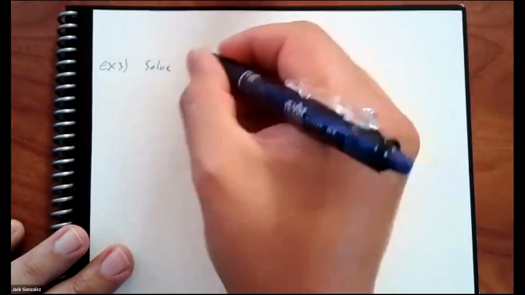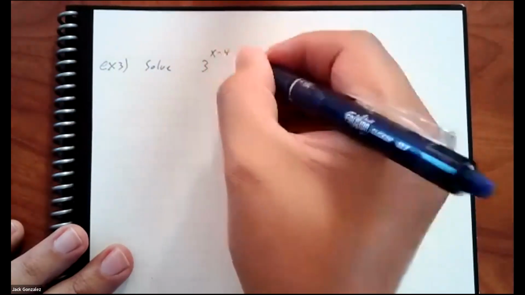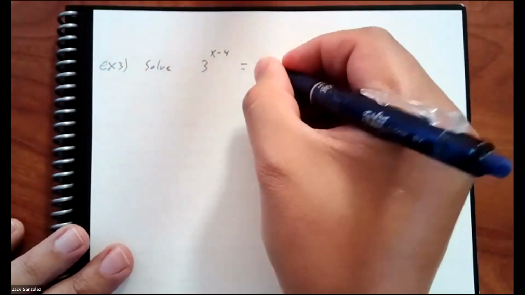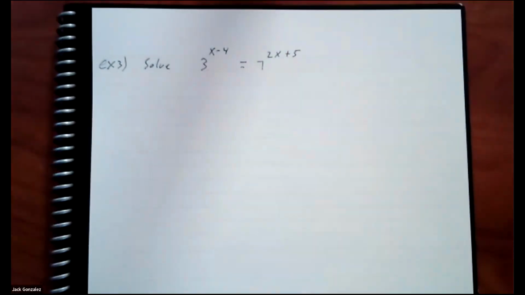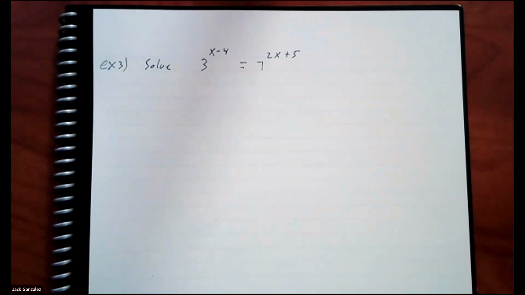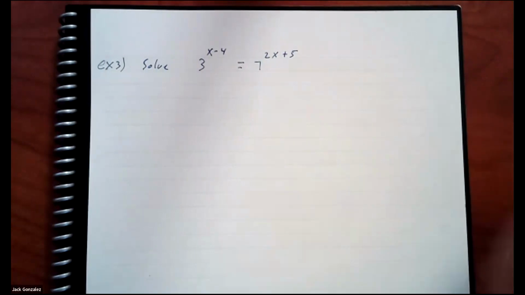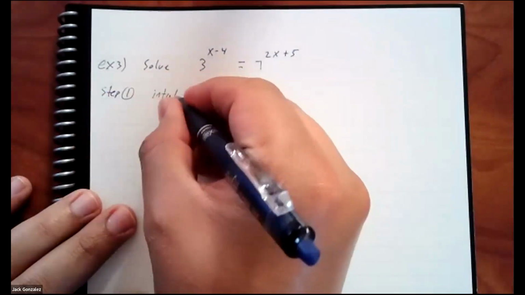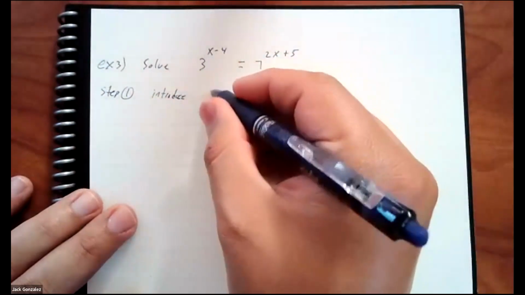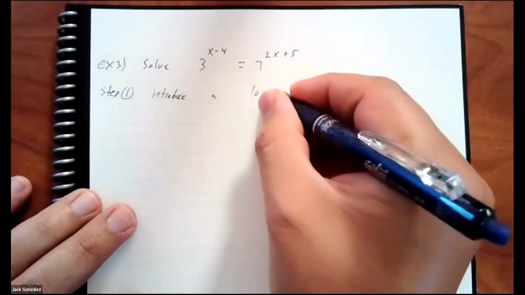This one's a little harder. So there's exponents on both sides, so there's going to be more algebra involved. But there's nothing in your way, so you can start by introducing ln right away. You don't have to worry about that part. Okay. So step one: introduce a log on both sides.